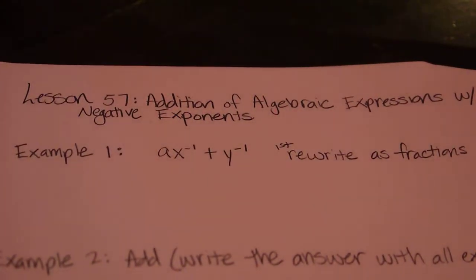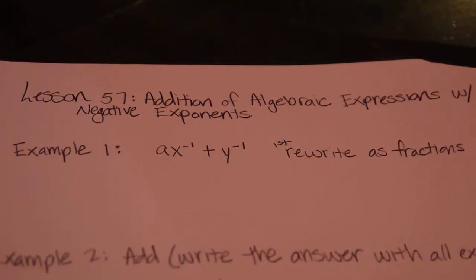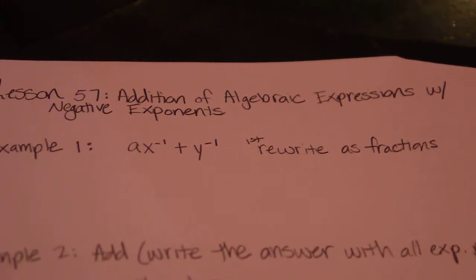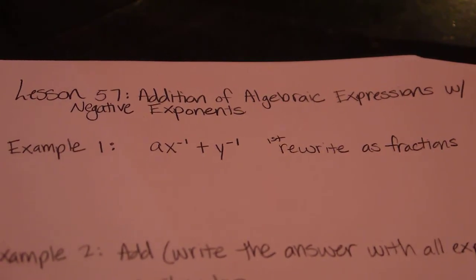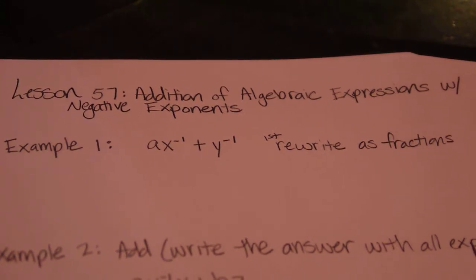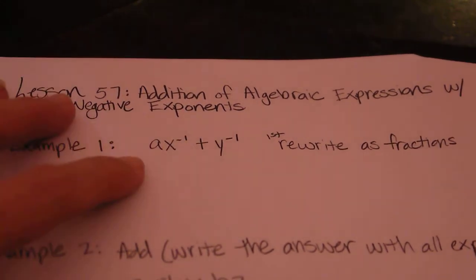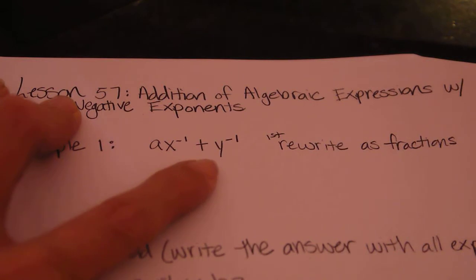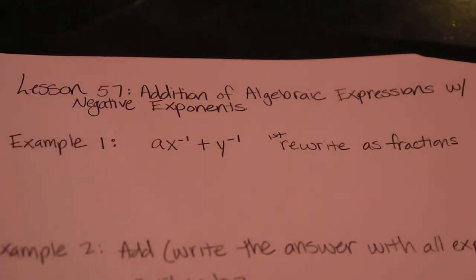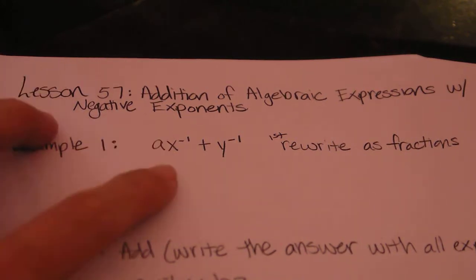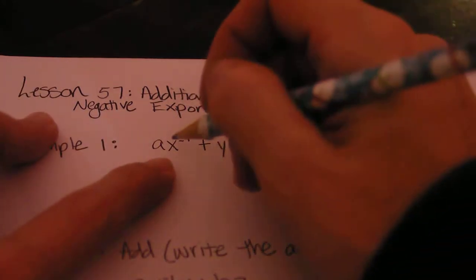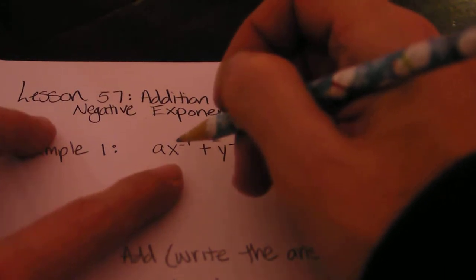Okay, we are going to be doing lesson 57, addition of algebraic expressions with negative exponents. Okay, so we get an example like this, a x to the negative 1 plus y to the negative 1. First thing we want to do is rewrite it as fractions, because that's what that negative exponent really means. Let's see what that means. It means this negative 1 is given to the x.